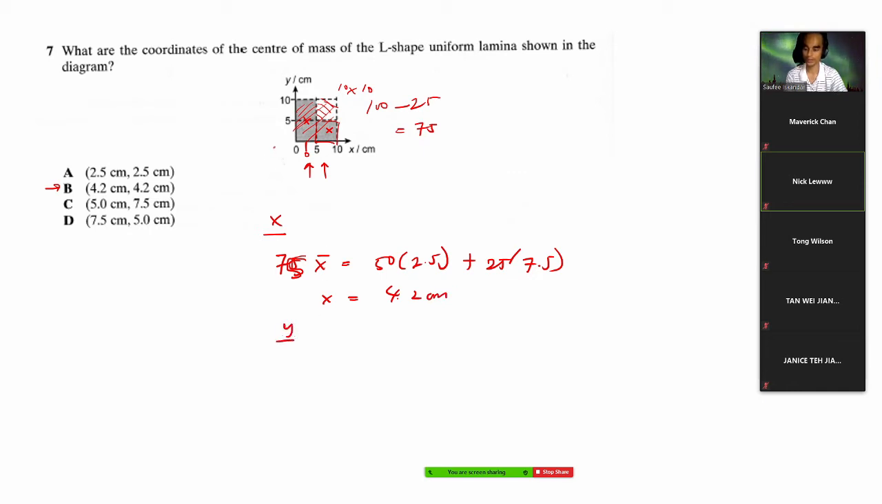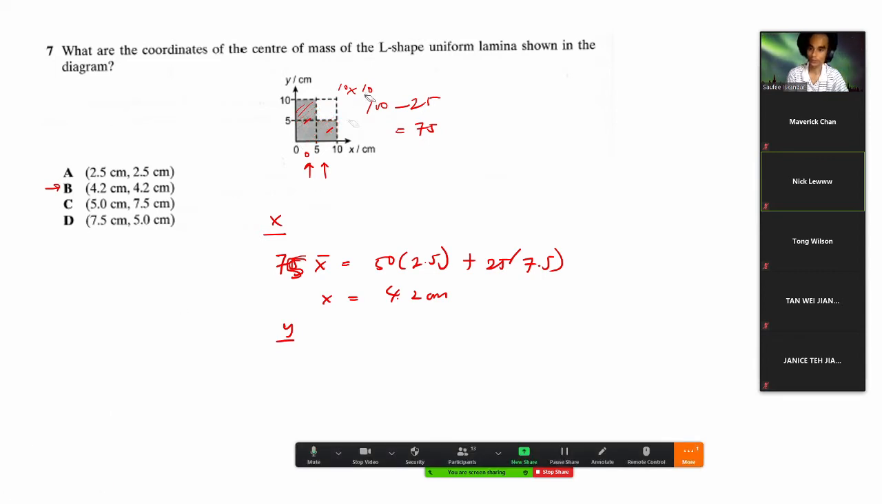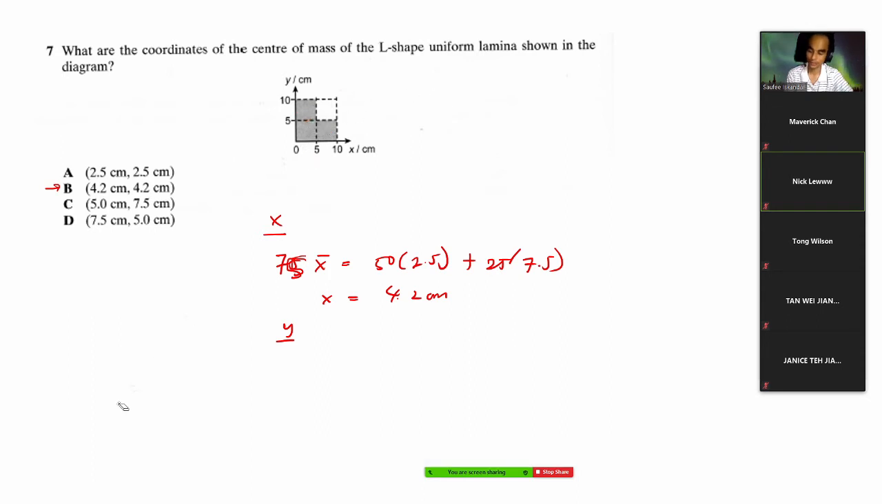For y, I want to erase this one first. Actually, it's the same thing. Okay, so we are going to see in the y direction.